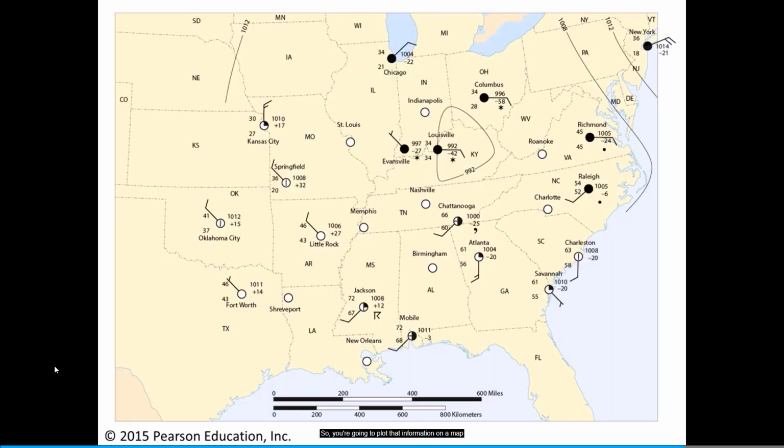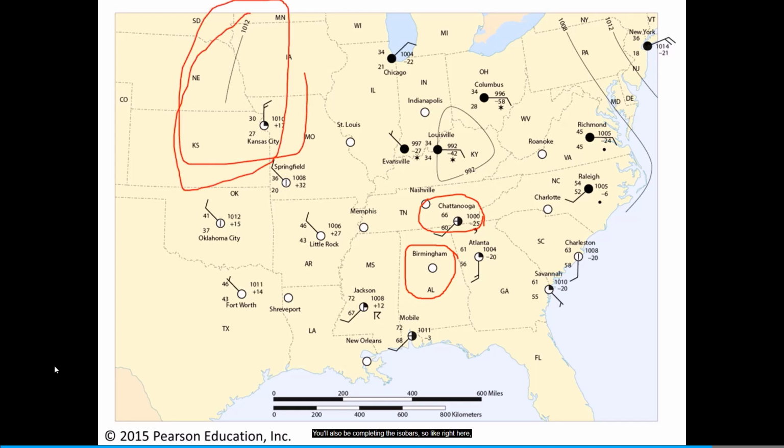So you're going to plot that information on a map, and you can see on this map that some of the stations have already been done for you, like Chattanooga here, whereas Birmingham completely lacks any information, so you'll be adding that information to it. You'll also be completing the isobars. Like right here, for instance, we have an isobar that is incomplete, so you'll be using the air pressure information from the different weather stations to deduce what the overall air pressure looks like, and therefore what the overall mid-latitude cyclone structure is.